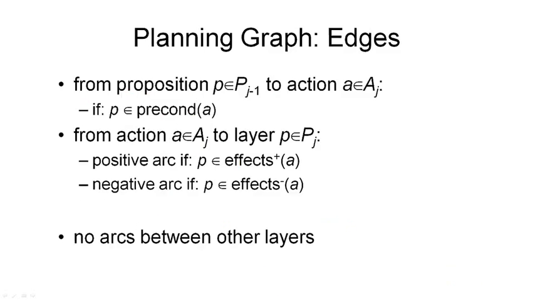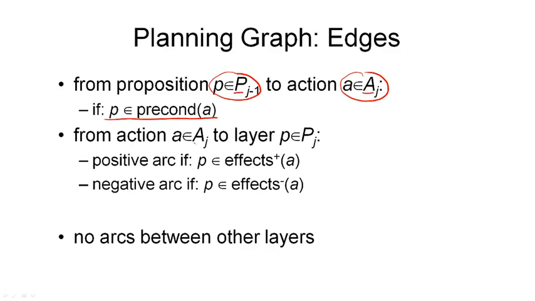So now that we have seen the nodes that exist in the planning graph, we can look at the edges between nodes, or because it's a directed graph, I like to call them arcs. So the first set of arcs we have all go from proposition layer Pj to action layer Aj, that is the action layer that follows it. And they go from a node in this layer, which is a proposition, to an action in the following layer, if the proposition P is a precondition of that action.